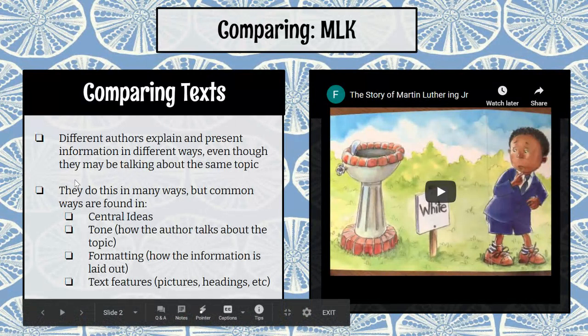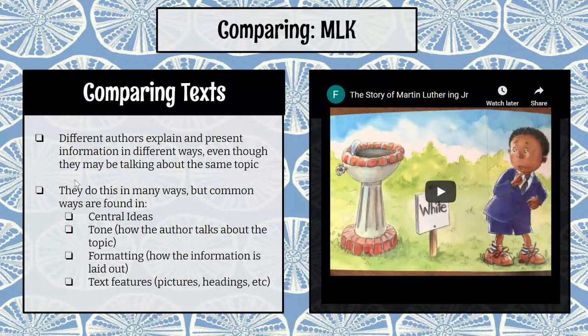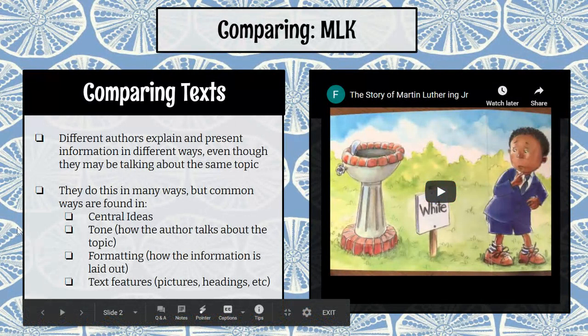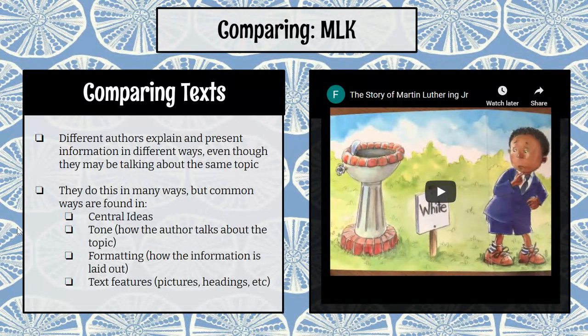Tone. Tone is how the author talks about a topic. Tones can be things like serious or funny or sad or anything like that. What we're going to do in a little bit is look at a picture book versus the article that we've been working with, and we're going to see some differences in tone between those two things.